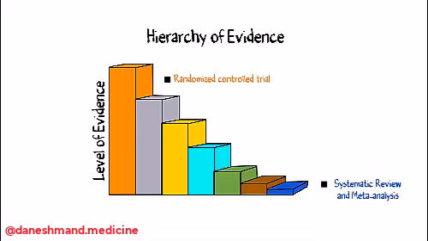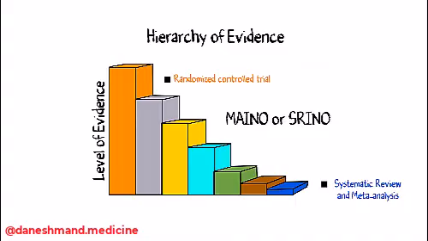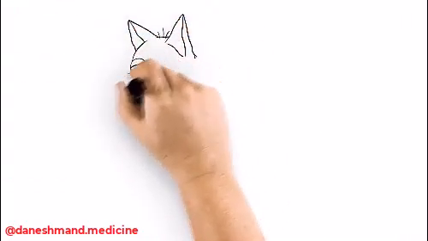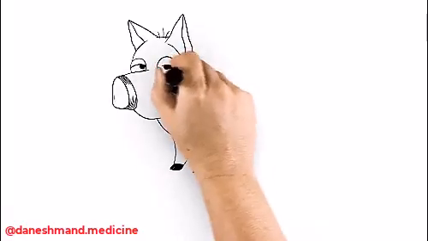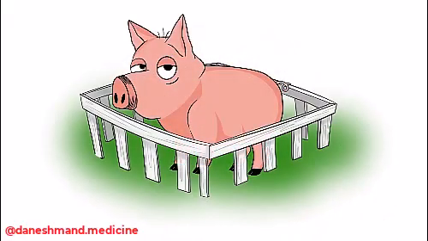A meta-analysis or systematic review based on studies with different designs could be called a MANO or SRINO. This means meta-analysis in name only and systematic review in name only. In the worst cases, calling such studies meta-analyses or systematic reviews can be like putting lipstick on a pig.